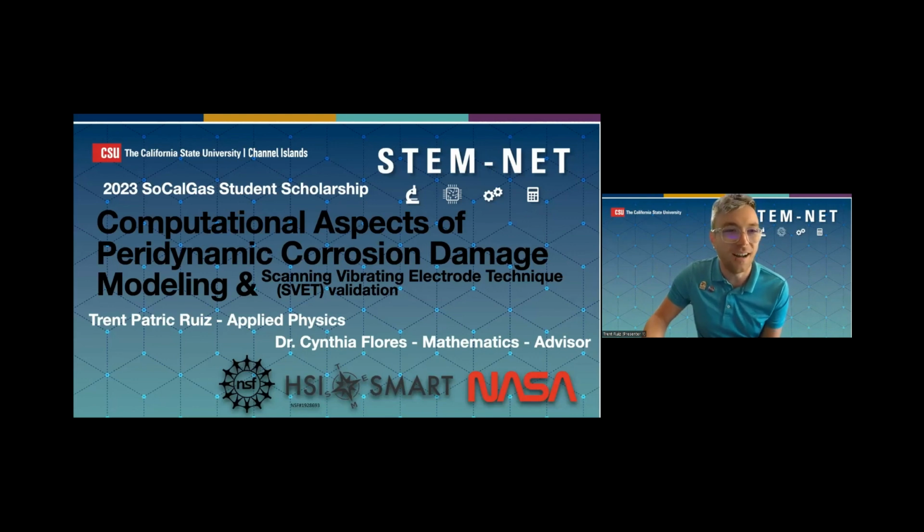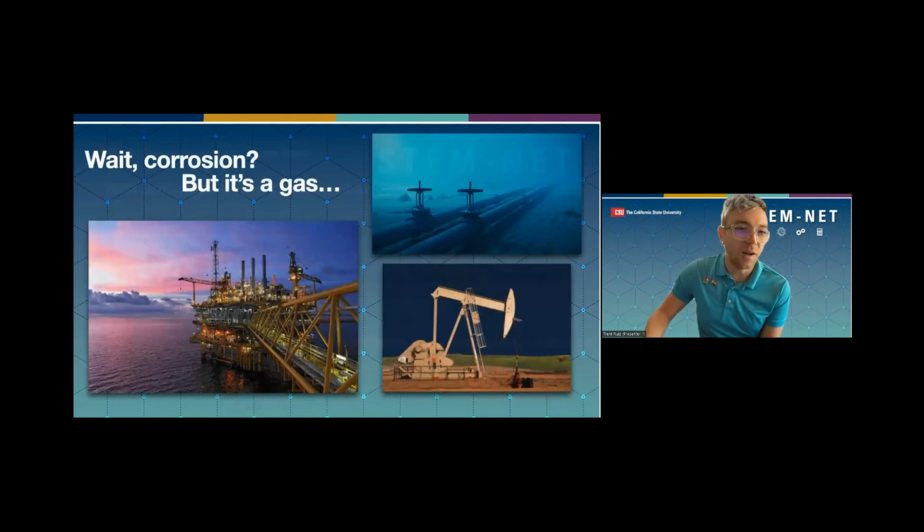And so as the introduction suggests, I'm going to be discussing the computational aspects, what it takes to simulate corrosion damage, and the physical experiment that we're going to be using to validate our computer models. And so at this point, you might be asking, well, okay, corrosion, right? But we're talking about gas, right? And it actually has more application to natural gas and active oil pipelines than one might initially consider.